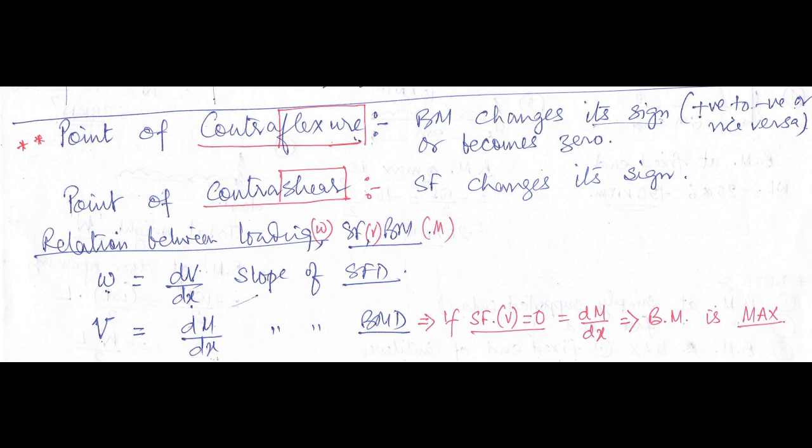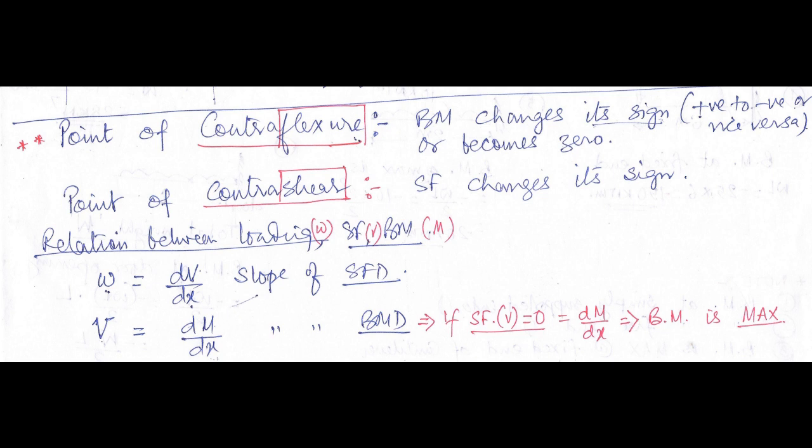Let us now discuss a few concepts of shear force and bending moment. First, I will tell you about the point of contraflexure. Point of contraflexure means the point where the bending moment changes its sign. That means it can change from positive to negative, from negative to positive, or the changing of sign means it becomes 0. You can remember it this way: in contraflexure, the word flexure means bending moment. So the point of contraflexure means where the bending moment changes its sign.